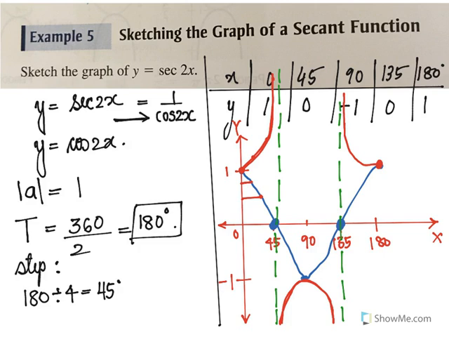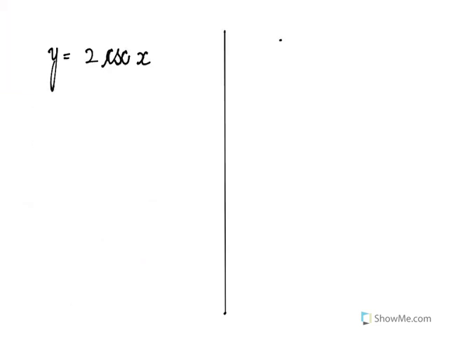Now, you can also notice that the period of cosine 2x and secant 2x both is just 180 degrees. What it means is the graph will repeat its behavior every 180 degrees. So this is how you graph the secant. Let's proceed to graph the cosecant.